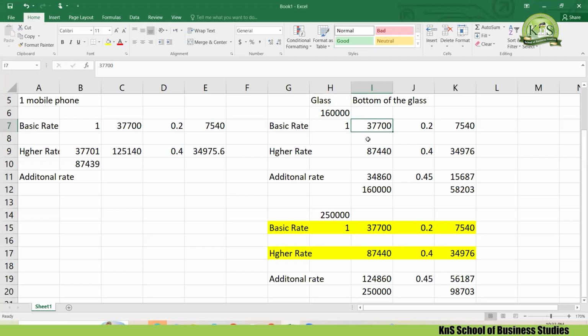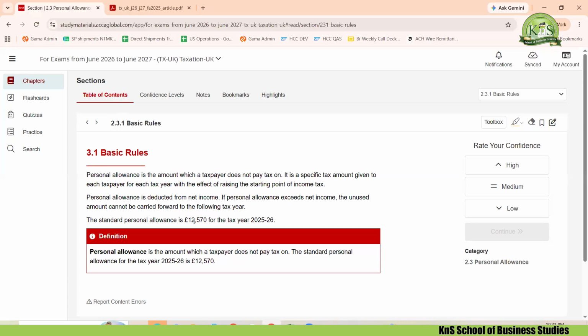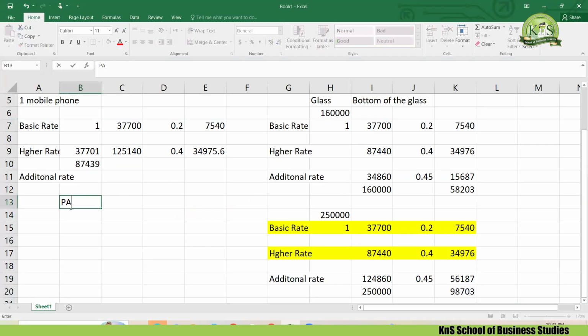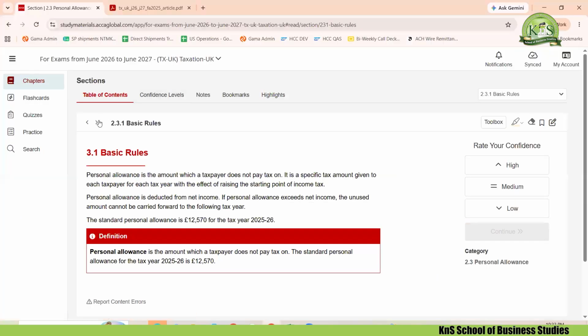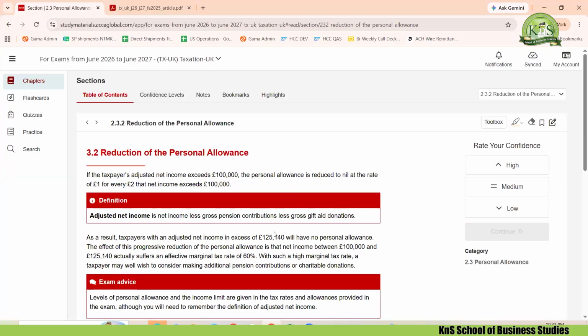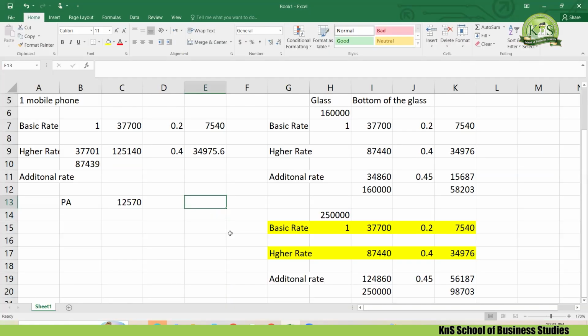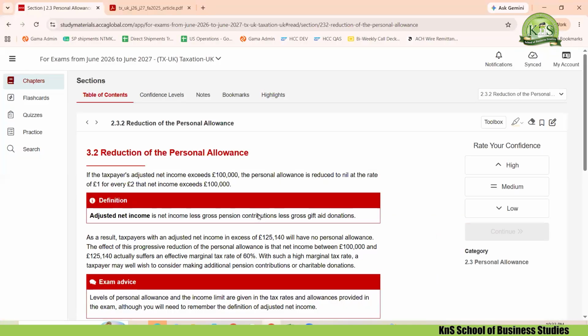Now I'm going to tell you the reason. 12,570 is the amount of your personal allowance, which you will deduct from your total income. But up to a certain level, it becomes zero. We will do calculations in greater detail later, but if your income is more than 125,140, personal allowance will be 0.